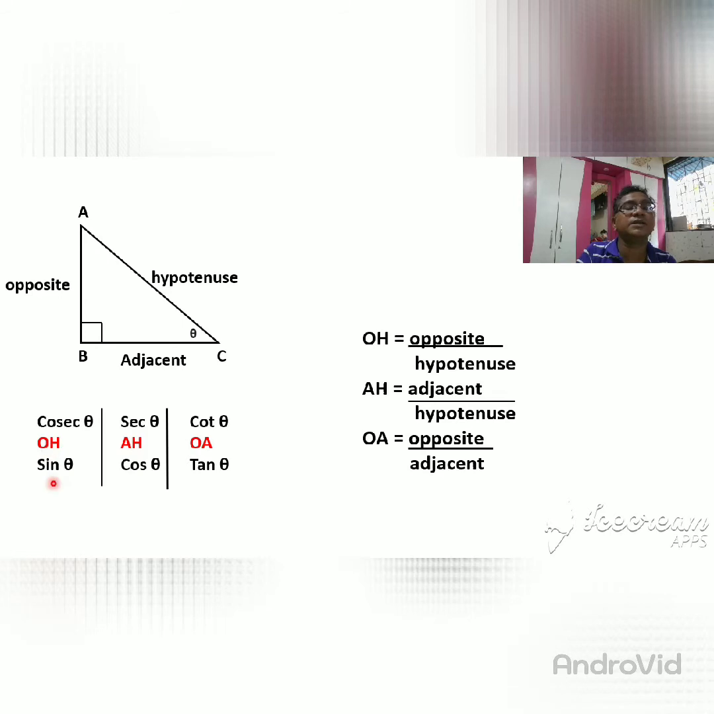So sin theta's reciprocal is cosec theta. Then cos theta's reciprocal is sec theta. Tan theta's reciprocal is cot theta. Okay, in such a way it is very simple to remember this. So remember this diagram which I am explaining: just what sin means, what cos means, what tan means, what cot means, what sec means, and what cosec means.